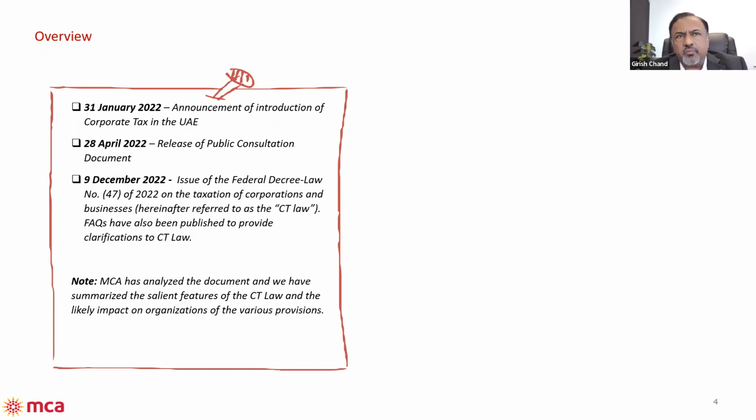The other fact is that, unlike the VAT legislation, where we had one executive regulation laying down the various provisions in detail, in the context of the corporate tax the expectation is that they will come in the form of a series of cabinet decisions. In fact, one such cabinet decision has already been announced, where they have clearly laid down the limit that is going to be applied for corporate tax applicability.